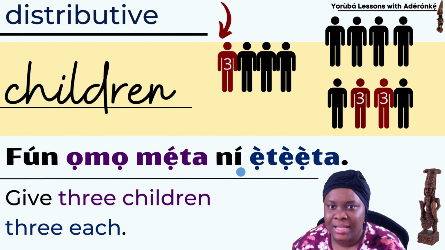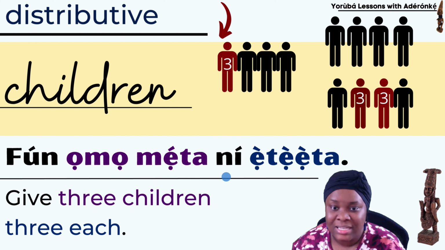Fún ọmọ mẹ́ta ní èso mẹ́ta. But that èso would now make this different. It would not be a teta anymore, because there would now be a noun before. So you would have to say meta instead. But give 3 children 3 fruits each. Give 3 children 3 each. 3 each of anything. Fún ọmọ mẹ́ta.